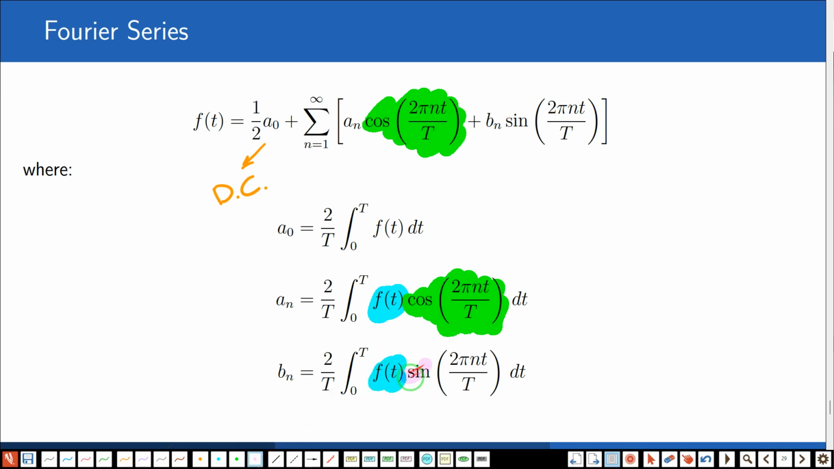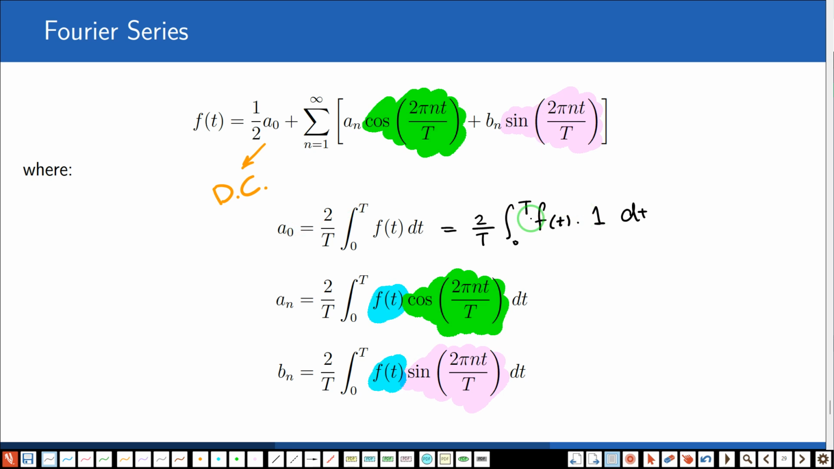We calculate the similarity between f of t and this sine to get the value of bn. And here we are calculating the similarity of f of t and just a constant number 1, and it is known as the average value of the function. But taking an average is actually kind of calculating the similarity between a function or a vector and a constant number. Here we have the same logic.